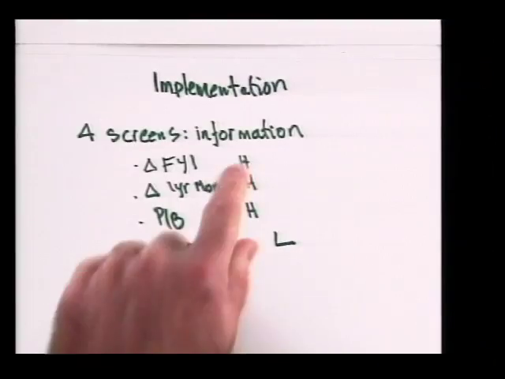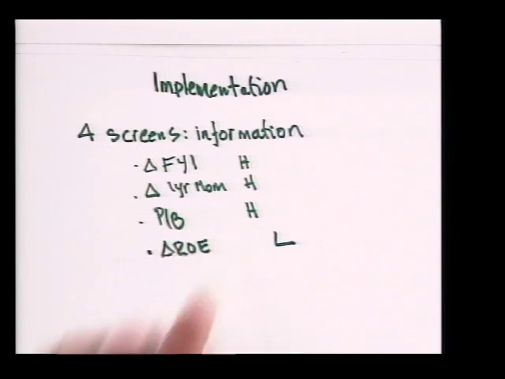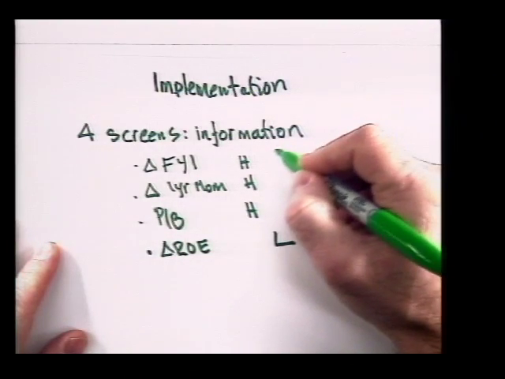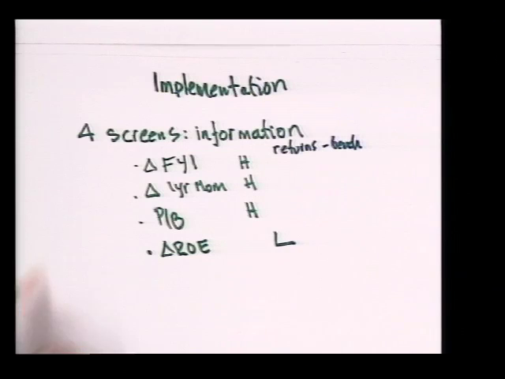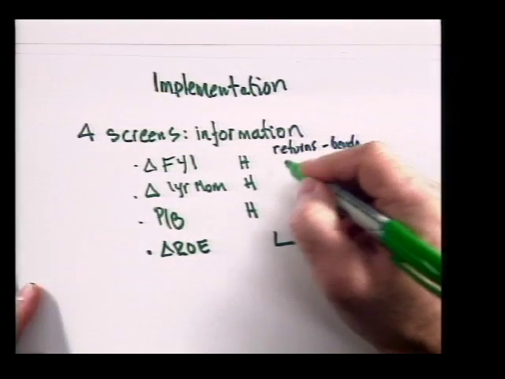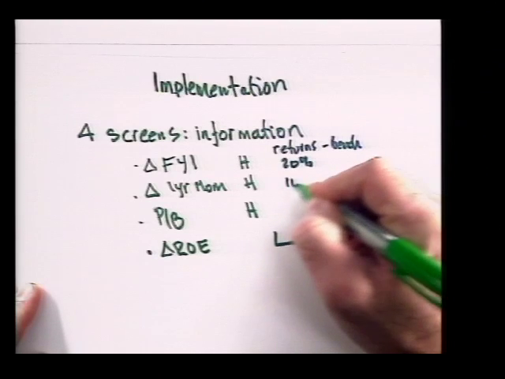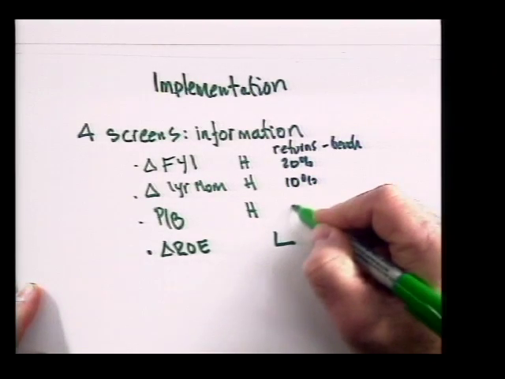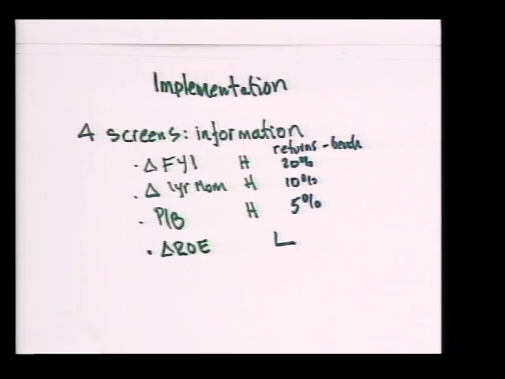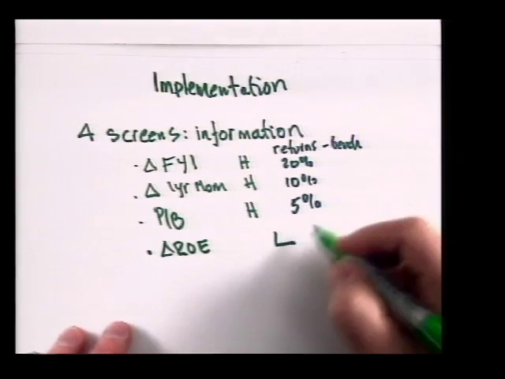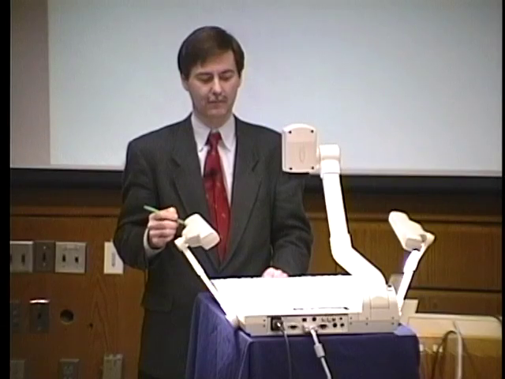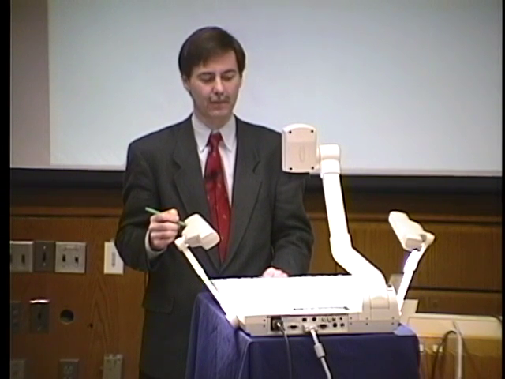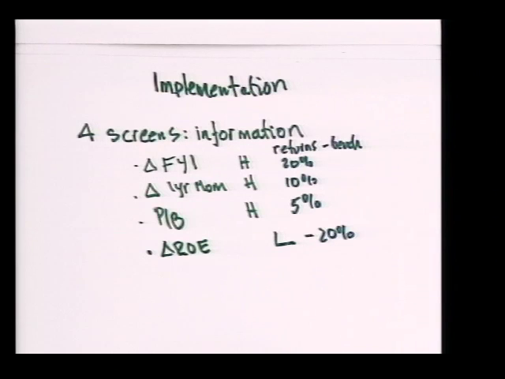So we've got this information, and we look at these relative to the benchmark. Let's say these are returns minus the benchmark. For FY1, we get 20%, we get 10% for momentum. Price to book, let's say, 5%. And then when we look at the ROE, it delivers a minus 20%. Now we need to put this information together somehow.